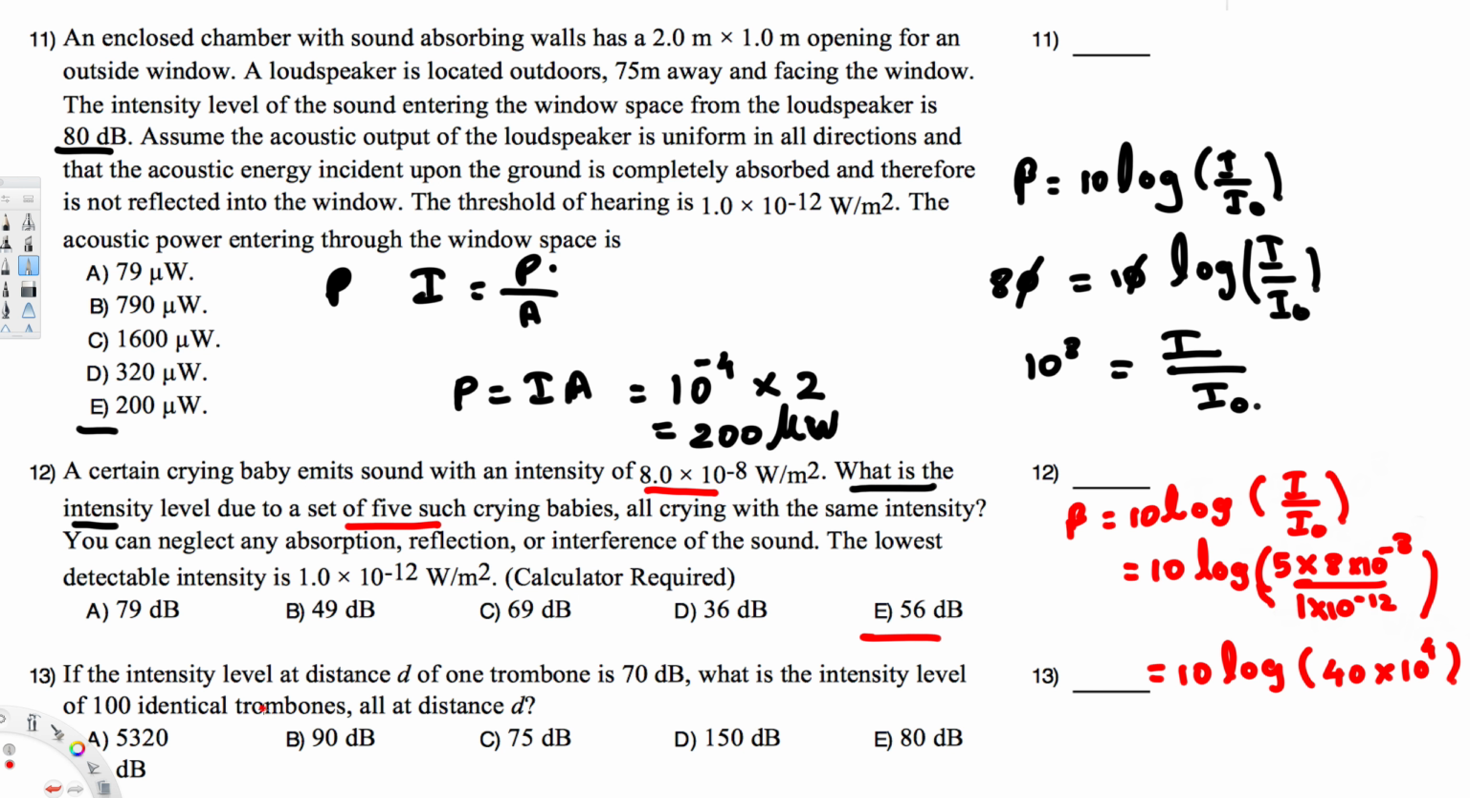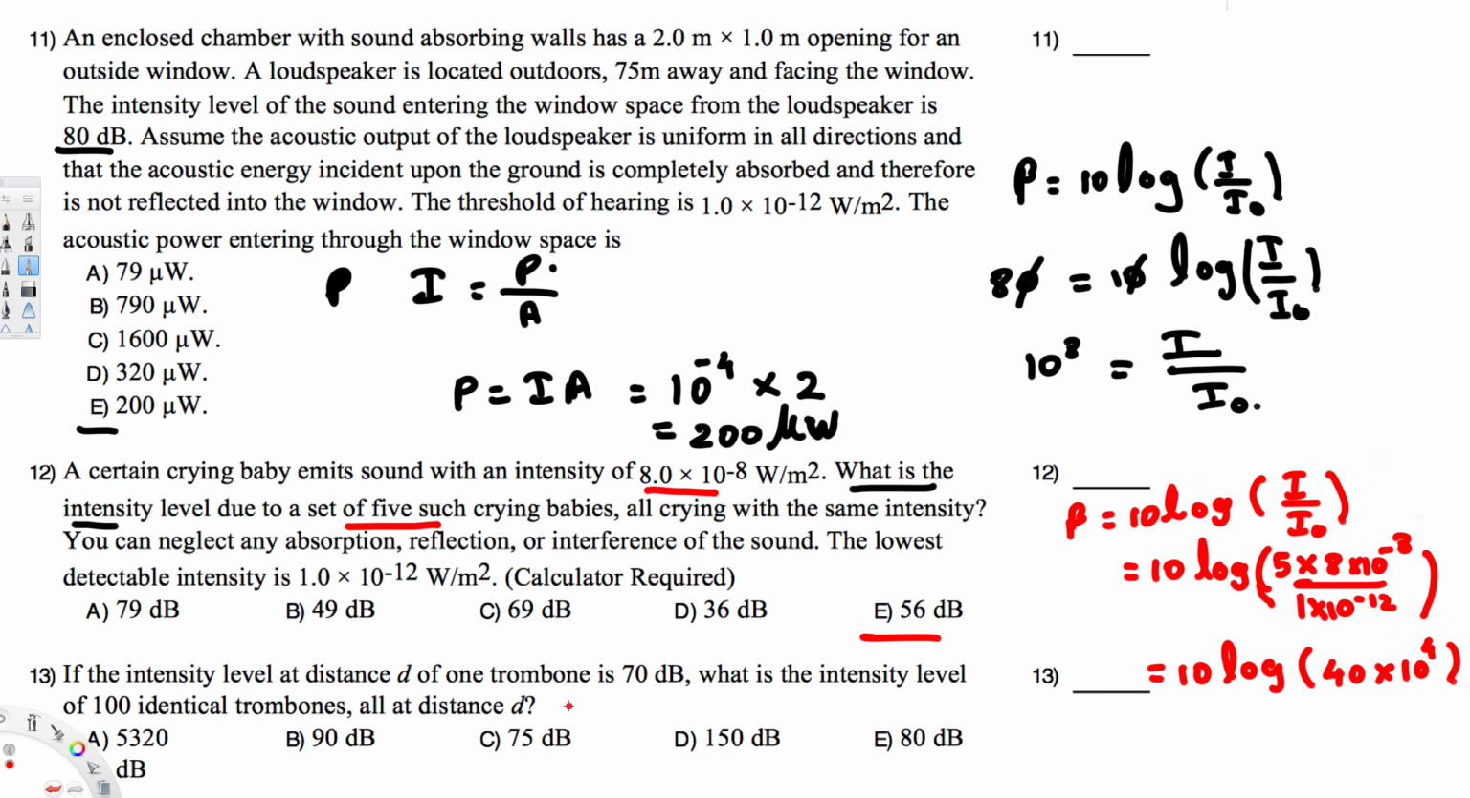If the intensity level at distance d of one trombone is 70 decibel, what is the intensity level of 100 identical trombones all at distance d? Again, this is the same type of equation, same type of question. All you have to do is find this one in terms of watts per meter square, then multiply by 100, and then convert this one back again into decibel.